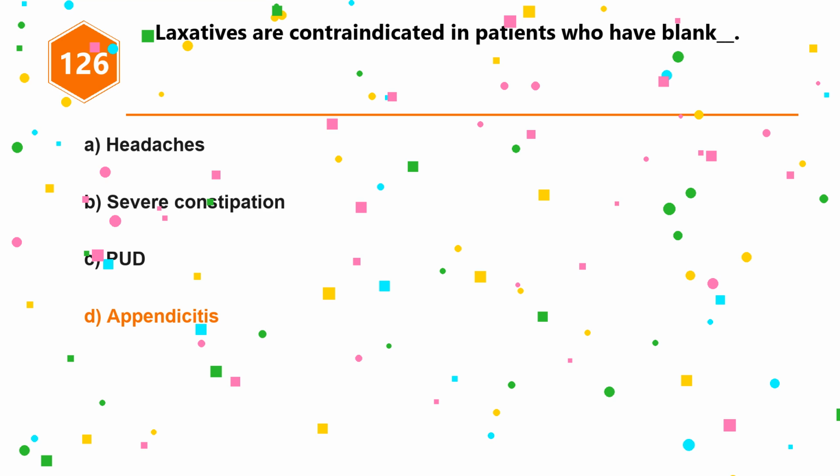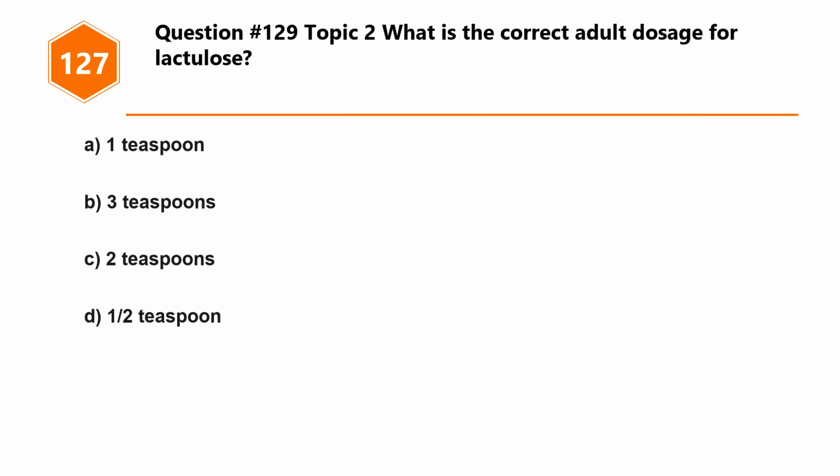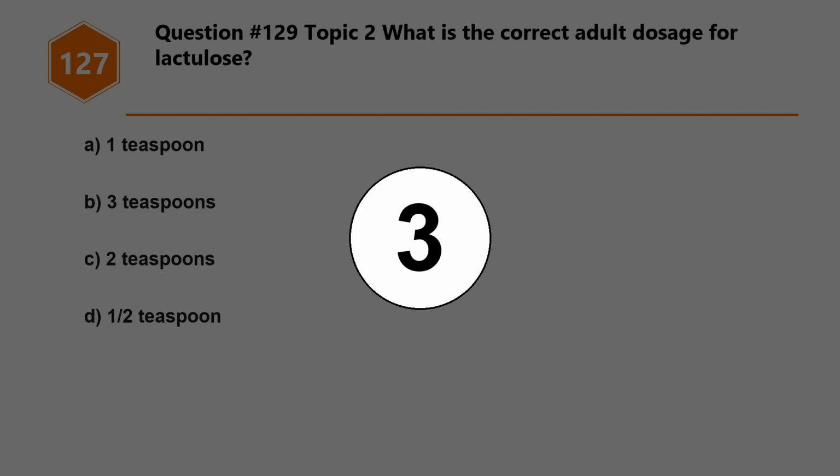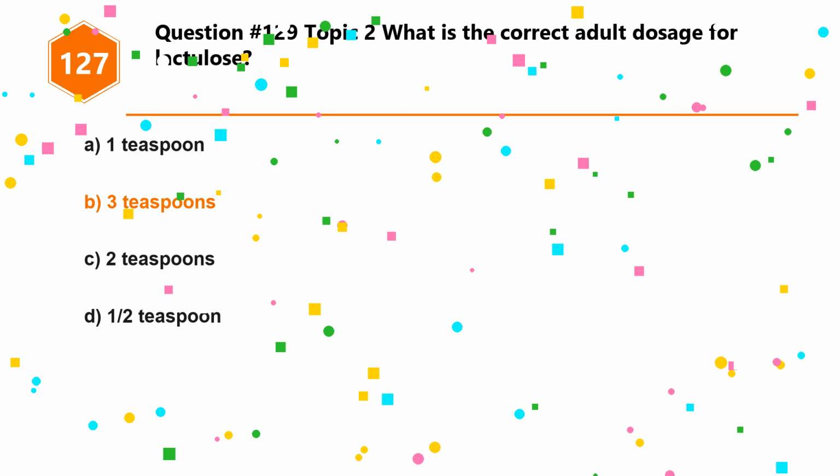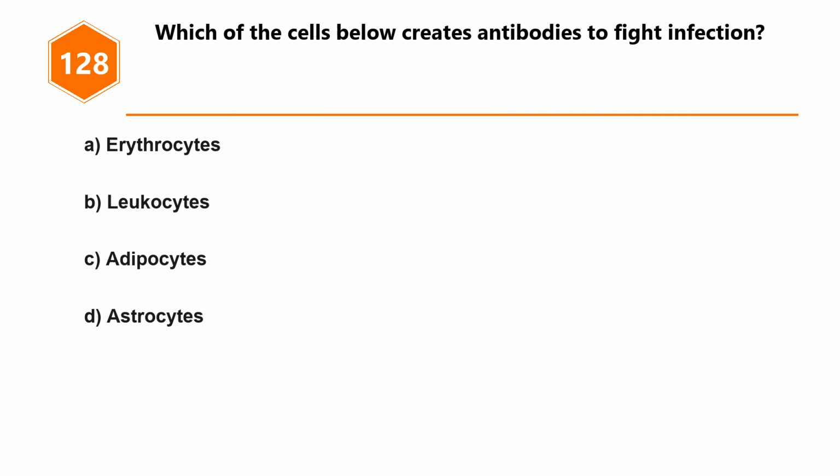Appendicitis. Question 127. Topic 2. What is the correct adult dosage for lactulose? Option A. 1 teaspoon. Option B. 3 teaspoons. Option C. 2 teaspoons. Option D. 1/2 teaspoon. The correct answer is option B. 3 teaspoons.